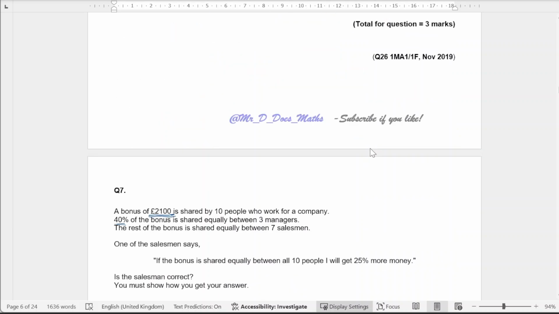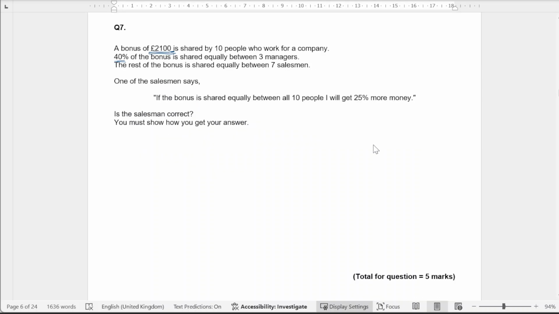Okay, question 7 then. This one was quite a tricky question, a 5-mark question. If we break it down, a bonus of 2,100 is shared by 10 people who work for a company. 40% of the bonus is shared equally between 3 managers. The rest of the bonus is shared equally between 7 salesmen. One of the salesmen says, if the bonus is shared equally between all 10 people, we will get 25% more money. Is the salesman correct? You must show how you got your answer. So I'm going to leave that last statement till right at the end.